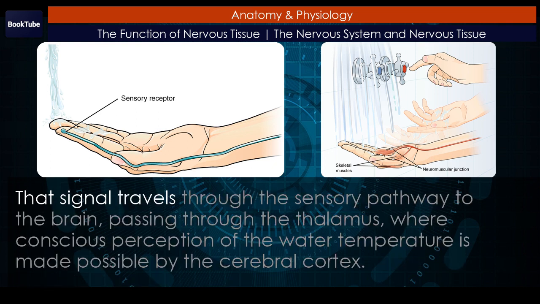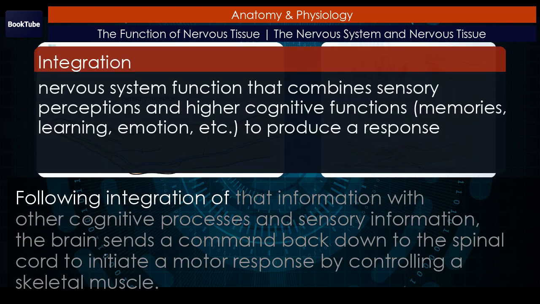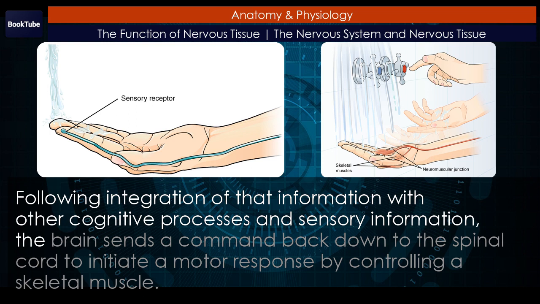That signal travels through the sensory pathway to the brain, passing through the thalamus, where conscious perception of the water temperature is made possible by the cerebral cortex. Following integration of that information with other cognitive processes and sensory information, the brain sends a command back down to the spinal cord to initiate a motor response by controlling a skeletal muscle.